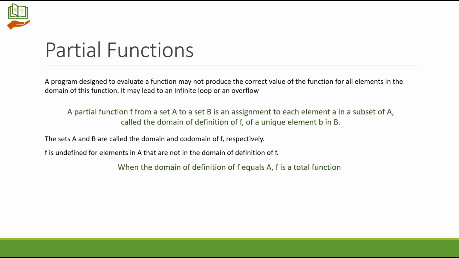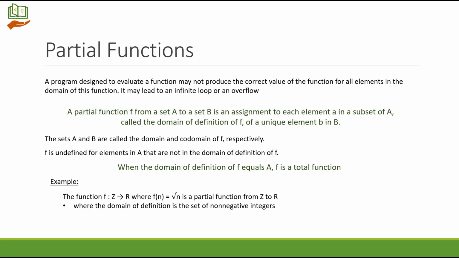When you are not able to find values for all the values in the domain but only for a few values, that will be a partial function. When you are able to find the function mapping for all the values in the set A, that will be a total function. Let's take an example.